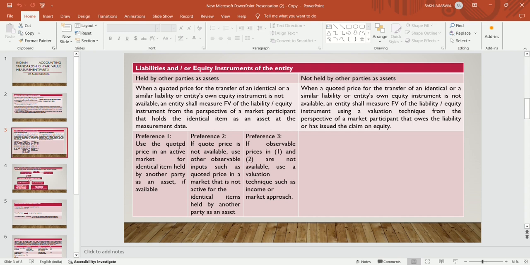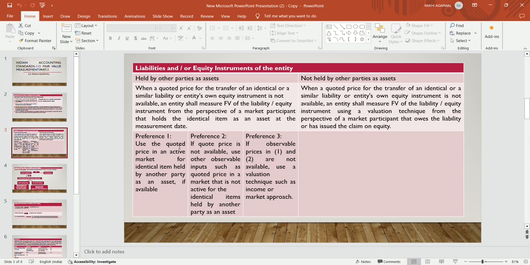When a quoted price for transfer of an identical or similar liability or equity instrument is not available, an entity should measure the fair value of the liability and equity from the perspective of the market participants that hold the identical item as an asset at the measurement date. So how are they evaluating a liability which is an asset in the other party's book? There are three preferences.